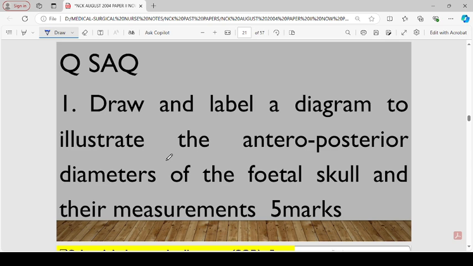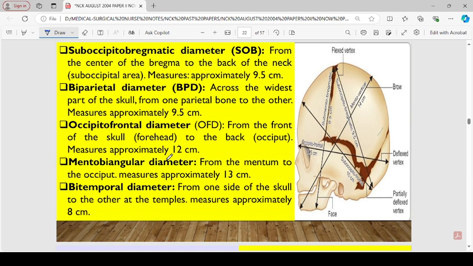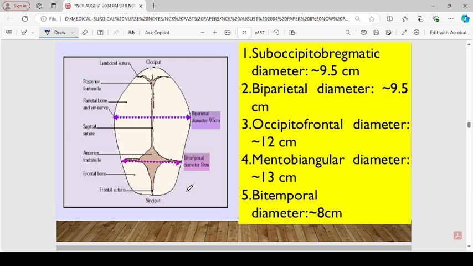The other questions are short answer questions. They ask you to draw and label a diagram to illustrate the anterior-posterior diameters of the fetal skull and their measurements. I think you need to remember we have the suboccipitobregmatic diameter, the parietal diameter, occipitofrontal, the mentovertical, submentobregmatic, and bitemporal diameters, all right? And they have their measurements, all right?